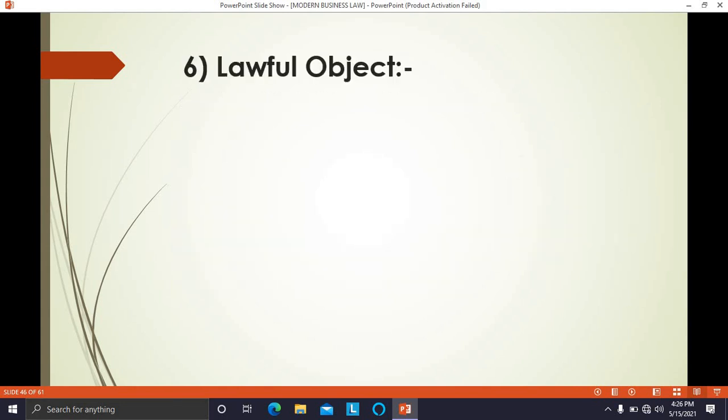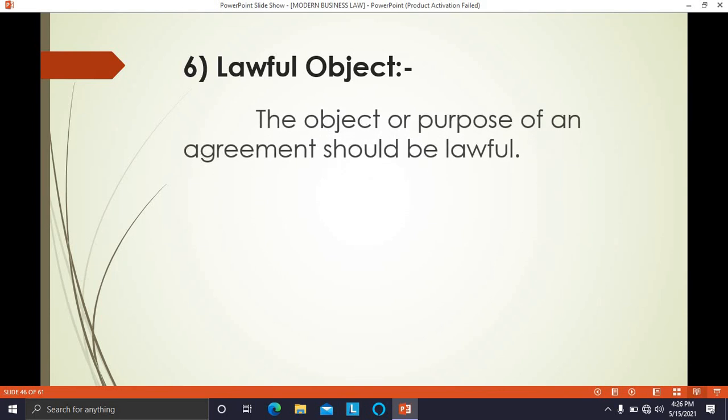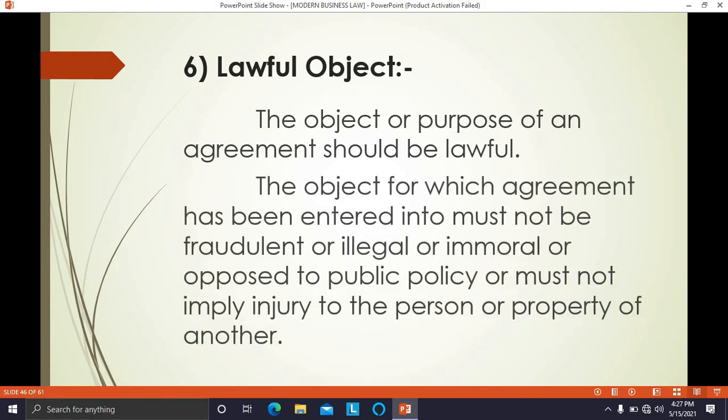Now the next essential element of a valid contract is lawful object. Now what is object? Object means the purpose for which the contract or agreement has come into existence. The object or purpose for which the agreement has been entered into should be a lawful purpose.